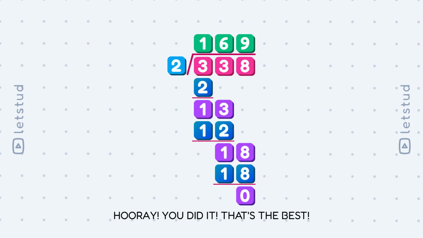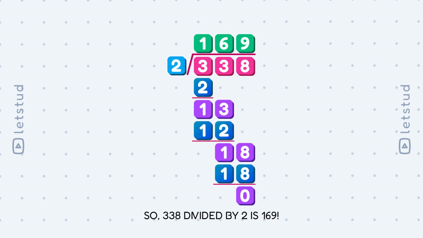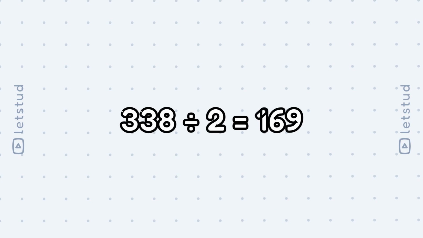Hooray, you did it, that's the best. We've reached the end of our division. The final answer is right above. So, 338 divided by 2 is 169. Great job, everyone! We just conquered dividing 338 by 2, step by step. Remember, every big problem can be solved by breaking it down into smaller, manageable pieces. Keep practicing, and you'll be a long division superstar.